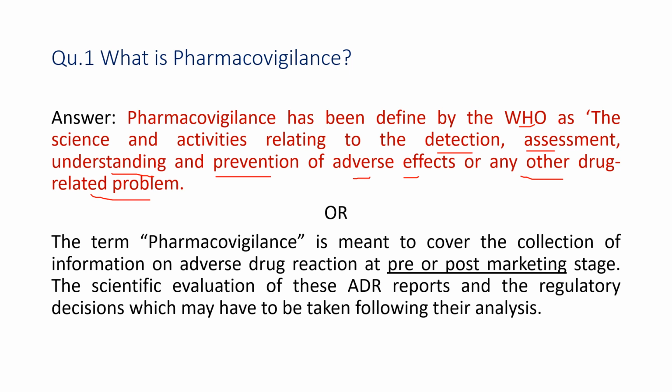The interviewer says, define pharmacovigilance in your own words. So, pharmacovigilance is meant to cover the collection of information on adverse drug reactions at the pre or post marketing stage, the scientific evaluation of these ADR reports, adverse drug reaction reports, and the regulatory decisions which may have to be taken following their analysis.